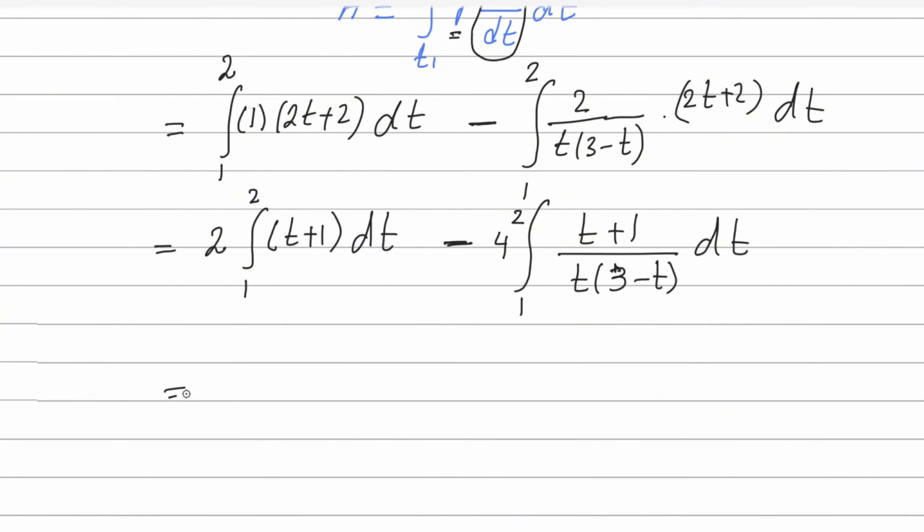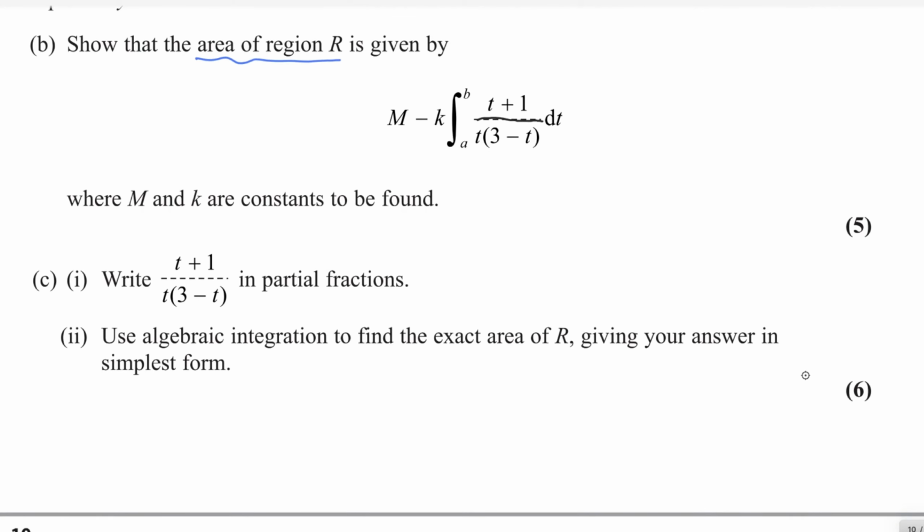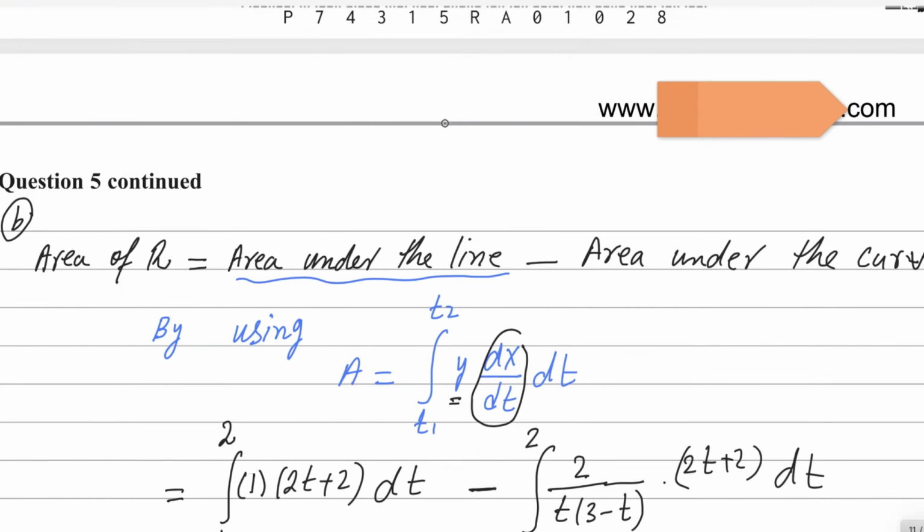Integrate this function, we get the result as 2 into, here it will be t square over 2, integration for t will be t square over 2, and integration for 1 will be t only. Then the limits are given here, lower limit is 1 and upper limit is 2. And we will keep the other function as is, 4 is outside, and here we can write the limit 1 to 2, and t plus 1 over t into 3 minus t dt. Let's go back to the question. Actually we got this result, t plus 1 over t into 3 minus t dt, and we found the value of k, that is 4 for sure.